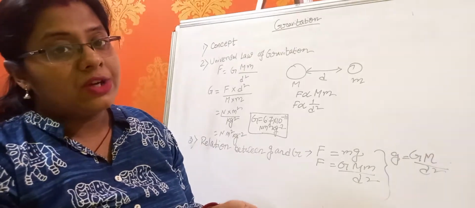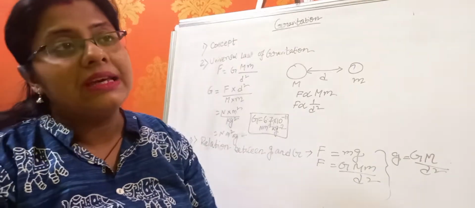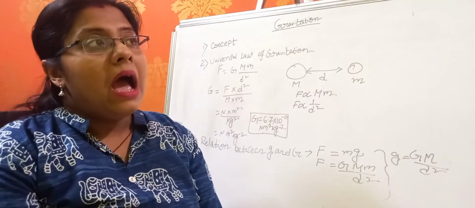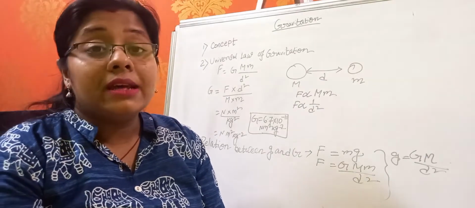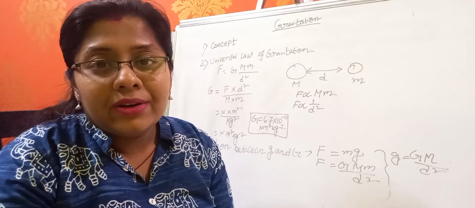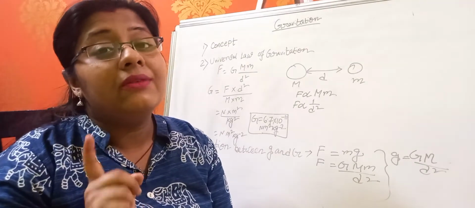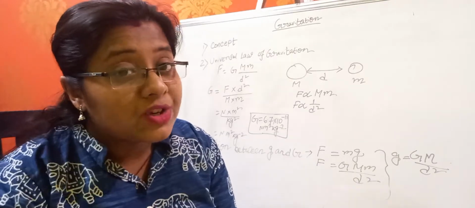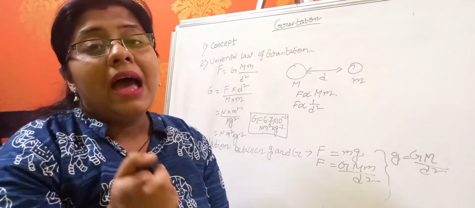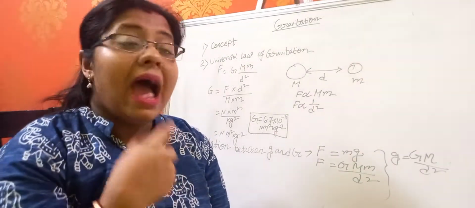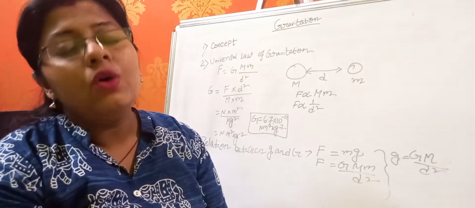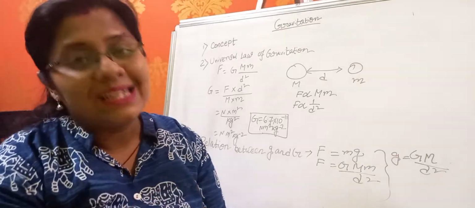If you get the question, actually this is a very important question: write the relation between acceleration due to gravity and the universal constant. What will you write? If the question comes for 1 mark, as a short question, only this line is sufficient. This is the relation between acceleration due to gravity and the universal constant: small g equal to capital G into capital M by d square.